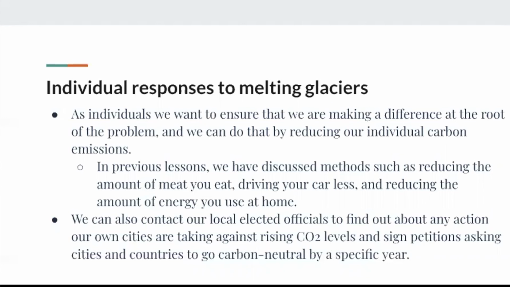In addition to us reducing our meat intake and the energy we use at home, we can also contact our local elected officials to find out about any action that our own cities are taking against the rise of CO2 levels. And we can also sign petitions asking cities and countries around the world to go carbon neutral by a specific year.